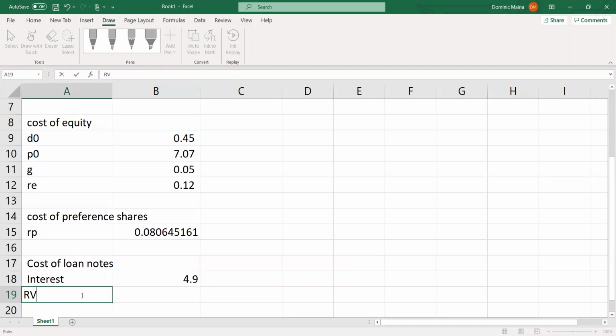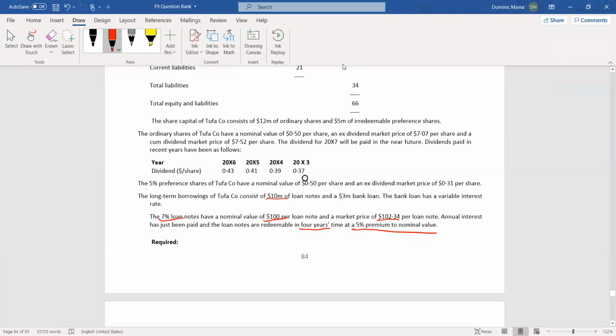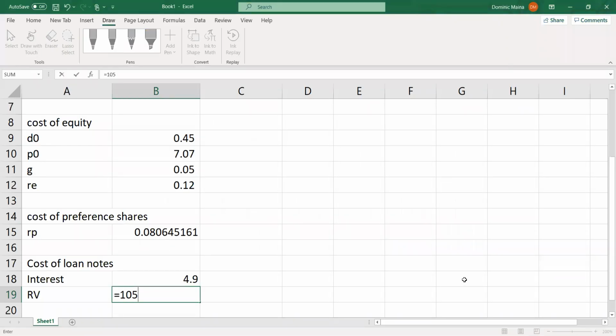Next is the redemption value. The redemption is at a 5% premium. Let me see, I can't remember, I think it was a 5% premium. Yes, 5% premium. Therefore, the redemption value will be at $105.